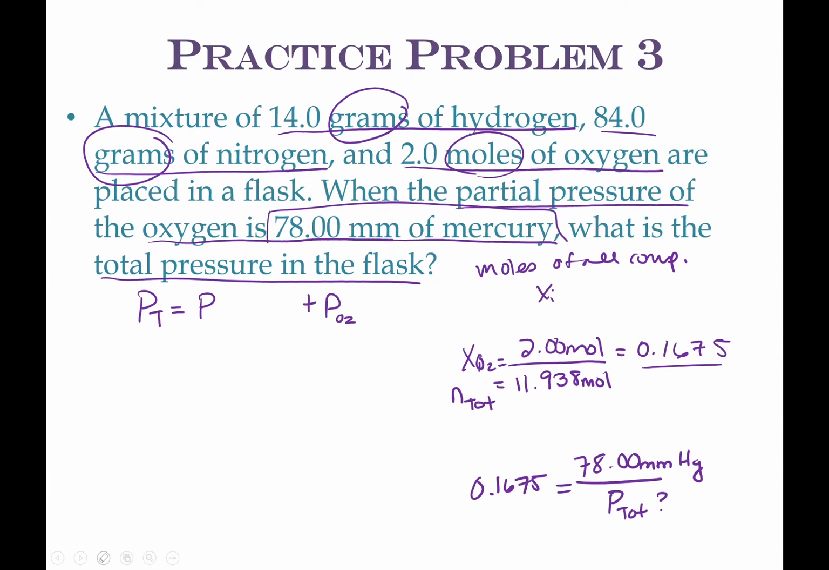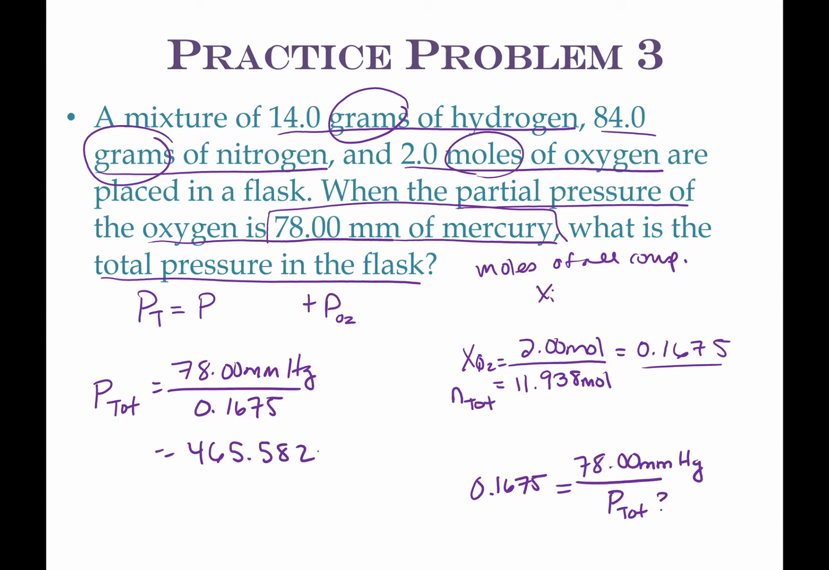Running out of space. So P total is equal to 78 millimeters of mercury divided by 0.1675. So this would be 465.582 millimeters of mercury, or 466 millimeters of mercury is P total. So that's about as hard as it gets.